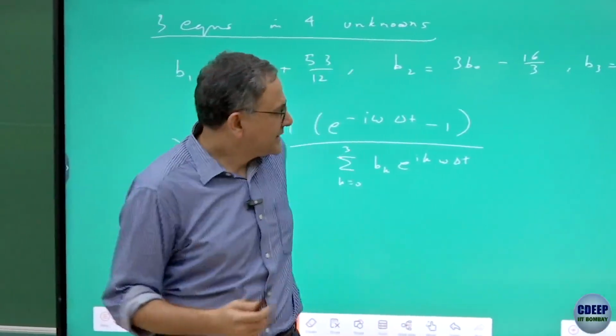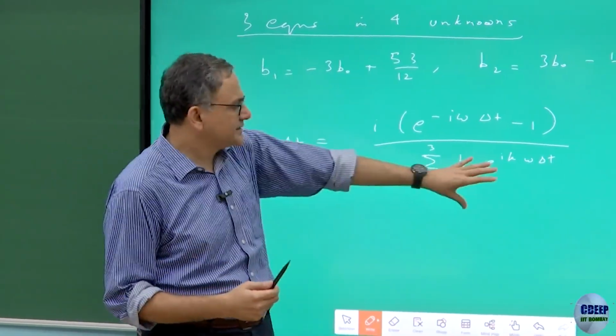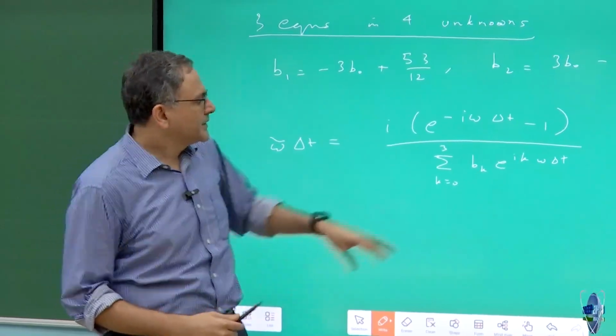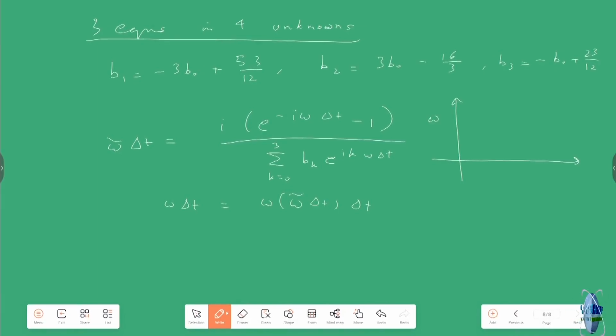So Tam does the flipping. He is suggesting, and you have to argue for me, that he is thinking of this as omega delta t as a function of omega tilde delta t. So we'll want to plot omega delta t versus omega tilde delta t, and then look at its real part and imaginary part.